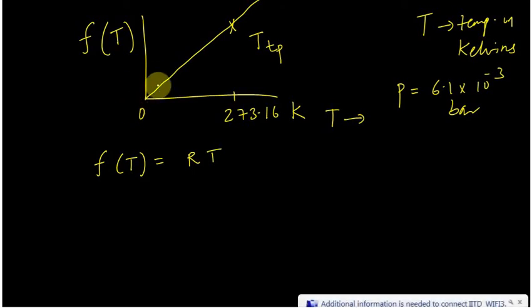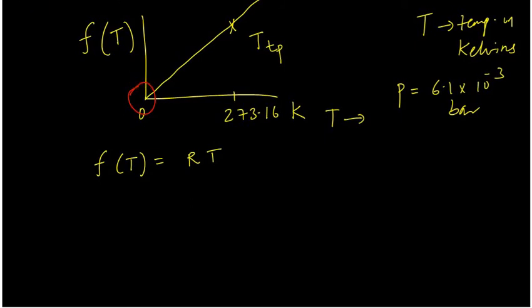If you look at this over here, there's absolutely no intercept. The intercept is 0, so it's not RT plus C. And essentially, the function is also equal to the limit P approaching 0 of PV bar.